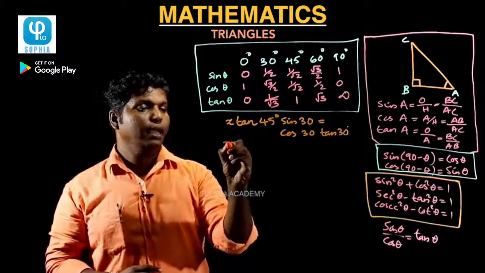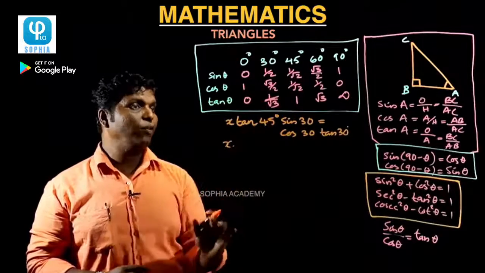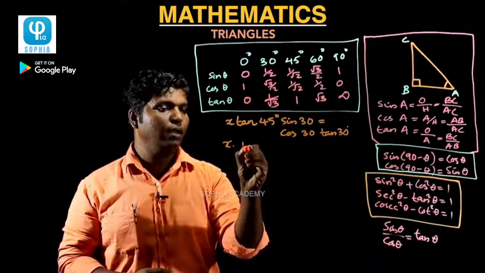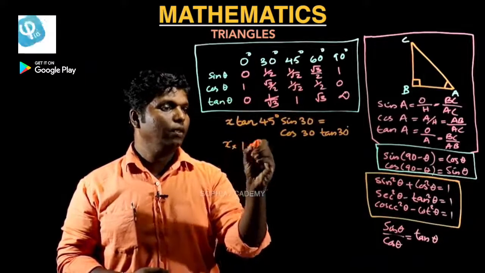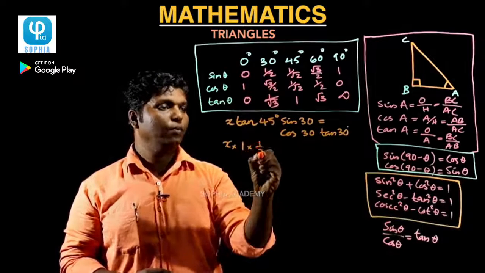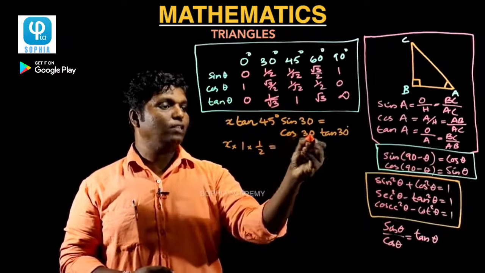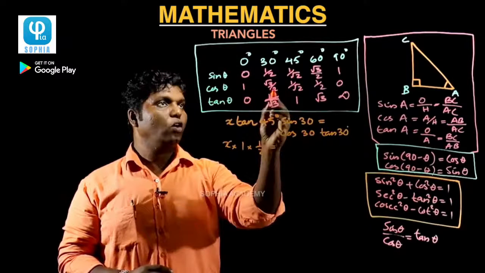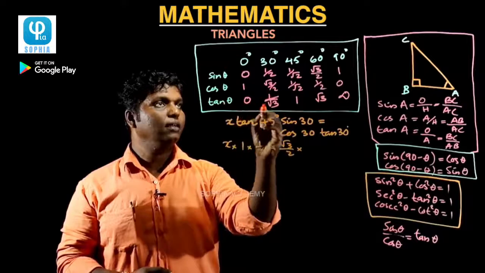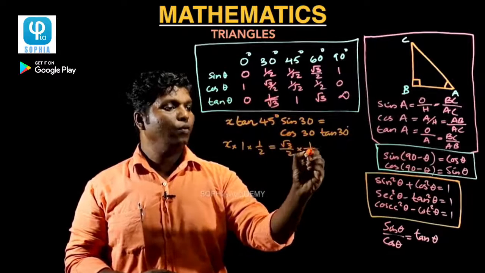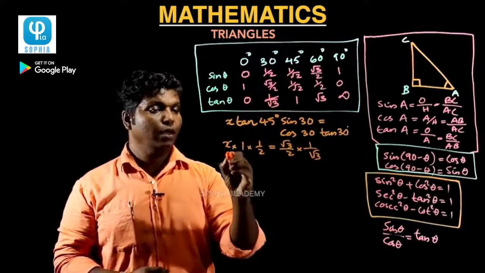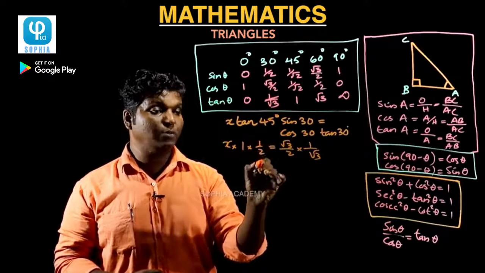Now tell me, x into, what is tan 45? What is tan 45? It is 1. So x into 1 into sin 30 degree. What is sin 30 degree? It is 1 by 2, is equal to, what is cos 30? Cos 30 is root 3 by 2 into tan 30. It is 1 by root 3. Here you can see root 3 and root 3 will get cancelled, right? Now x into 1 is x itself, x by 2.